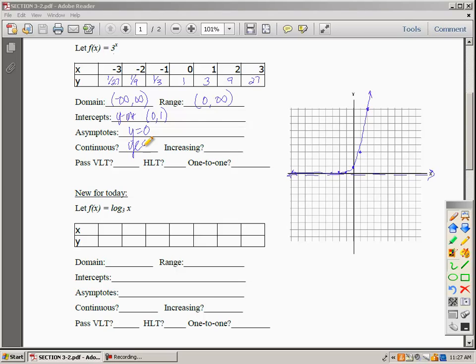It is continuous. It is also increasing. It is 1 to 1, which means it passes the vertical line test and the horizontal line test. And so that is what we spent the majority of our time in the notes on yesterday, graphing these exponentials. What we're going to do today is graph its inverse, which is a log.